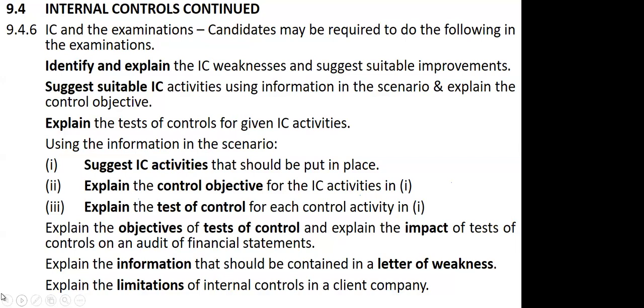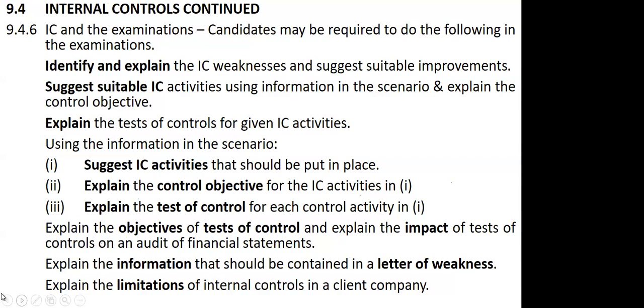And you can see that they are related. So the examiner may give you a specific number, suggest 3, and then it means you have to explain 3 of each of these requirements. They could ask you to explain the objectives of test of control. What is the objective of carrying out tests of control to the auditor and so on. Explain the information that should be contained in a letter of weakness. They can ask you that. Well, what information do you expect in a letter of weakness? Unless you know what a letter of weakness is, you can't answer that particular question.